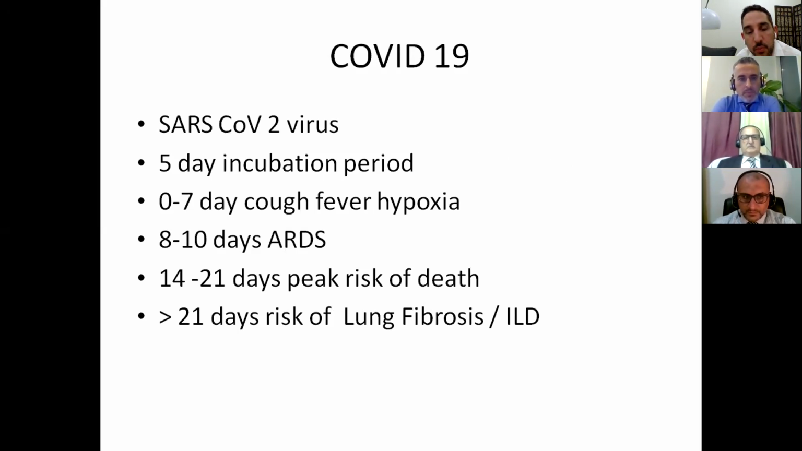Starting from day 0 to the 7th day, the patient usually has cough, fever. He might have hypoxia. Days 8 to 10 is the time when the patient develops ARDS and requires intensive management. Days 14 to 20, if the patient is ventilated, is the time of peak risk of death. More than 20 days, you have patients who survive this cytokine storm, the ARDS. They have the risk of developing lung fibrosis, interstitial lung disease. And this is something which we are seeing now, and it has become a major problem for us.